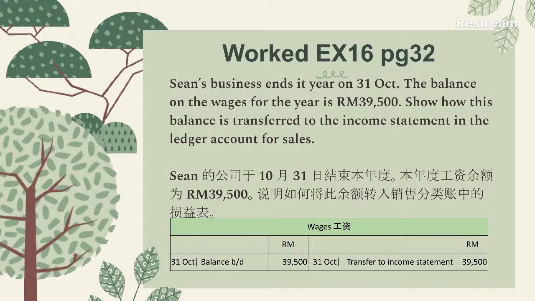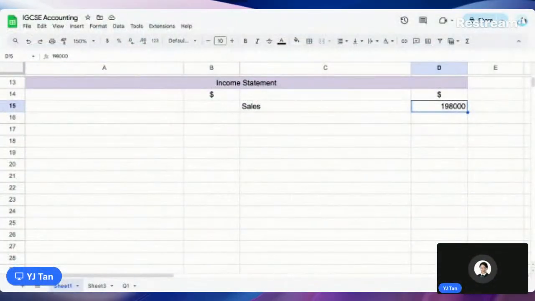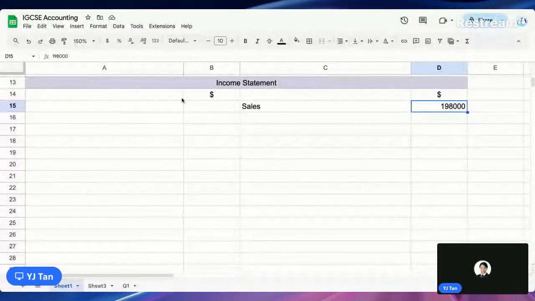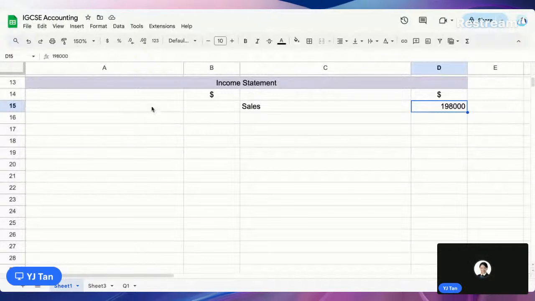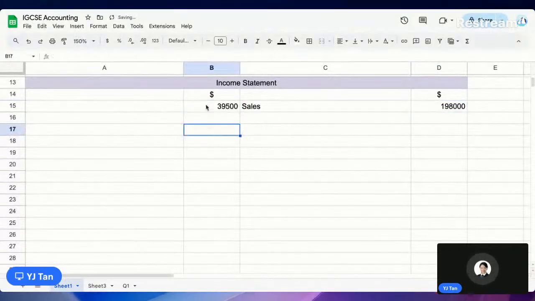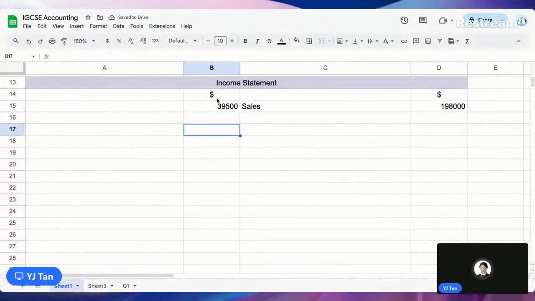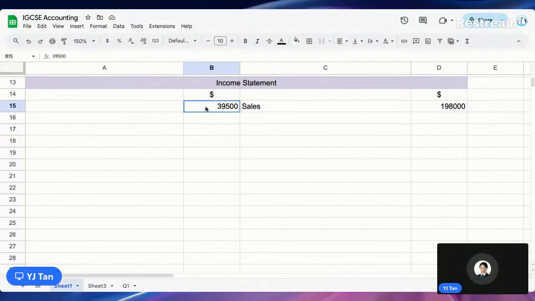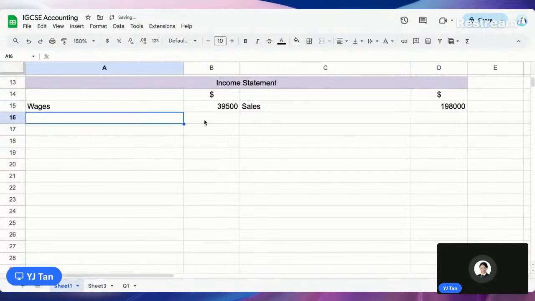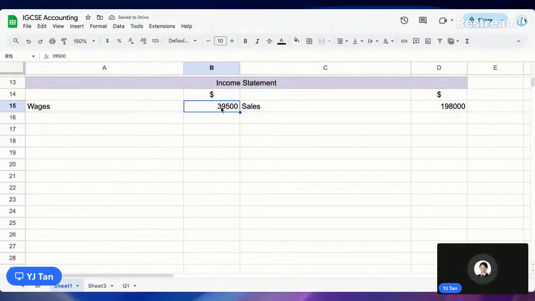After you write this, remember this is in credit, right? So when it happens in the income statement, let me show you the T account. This time, 39,500 will happen on the debit side, because just now on the right, when I wrote transfer to the income statement, it is on the credit side. So in the income statement, I have to debit. So here is wages. Again, just put the account name will do. So this is wages, 39,500.